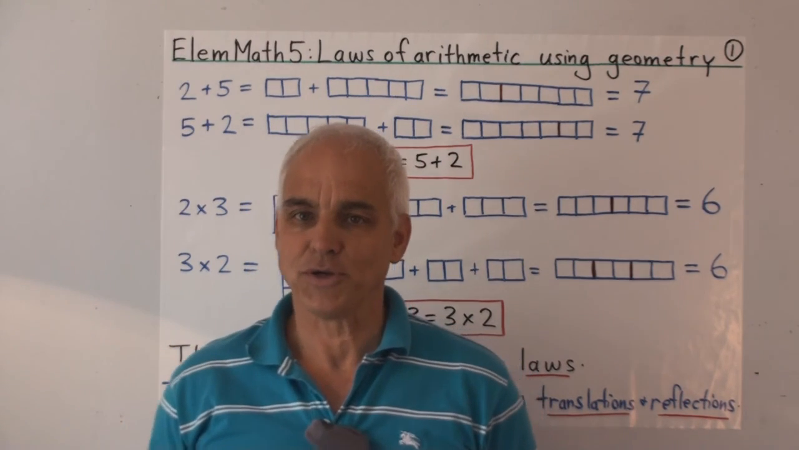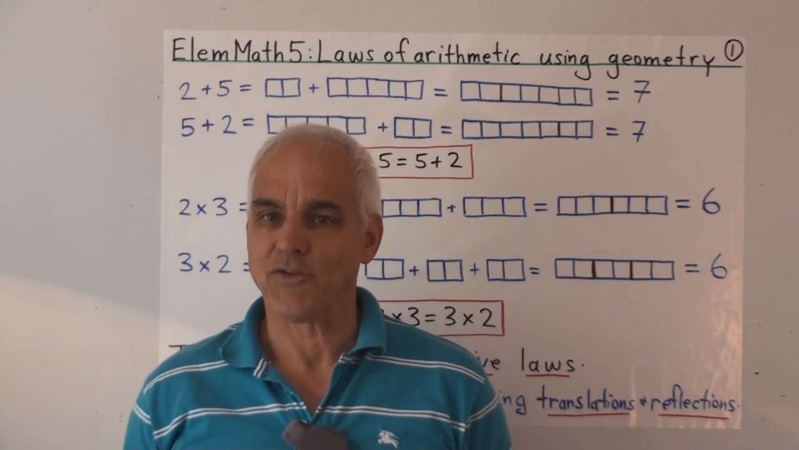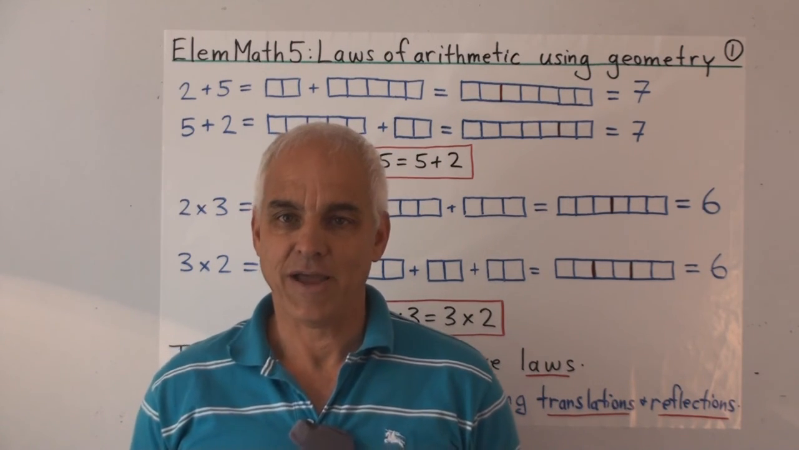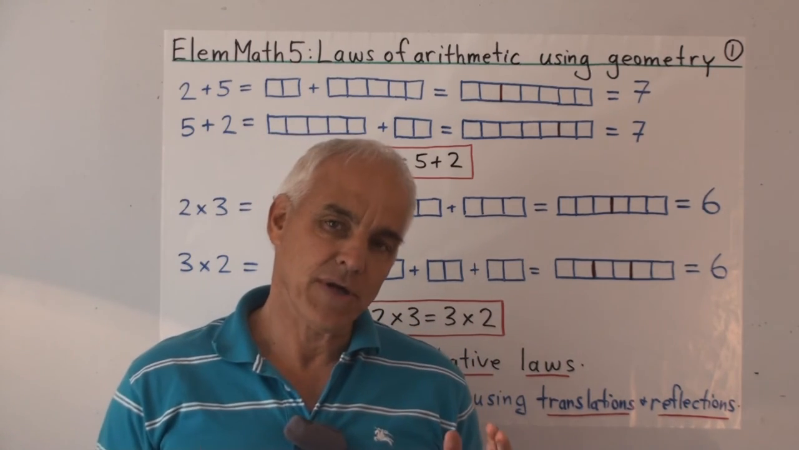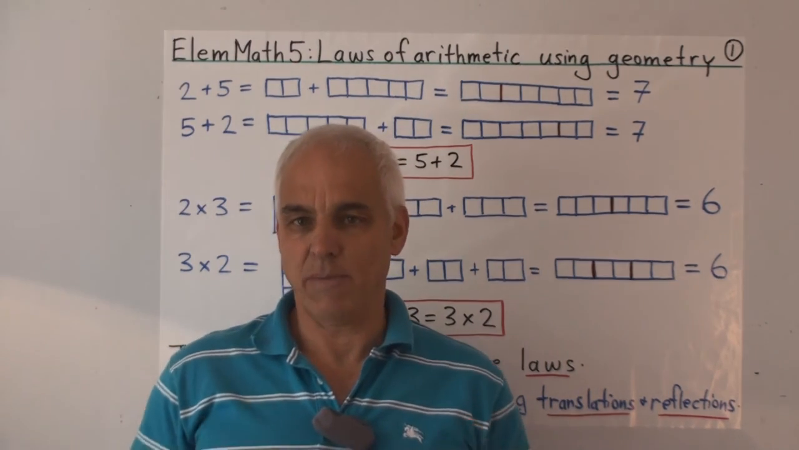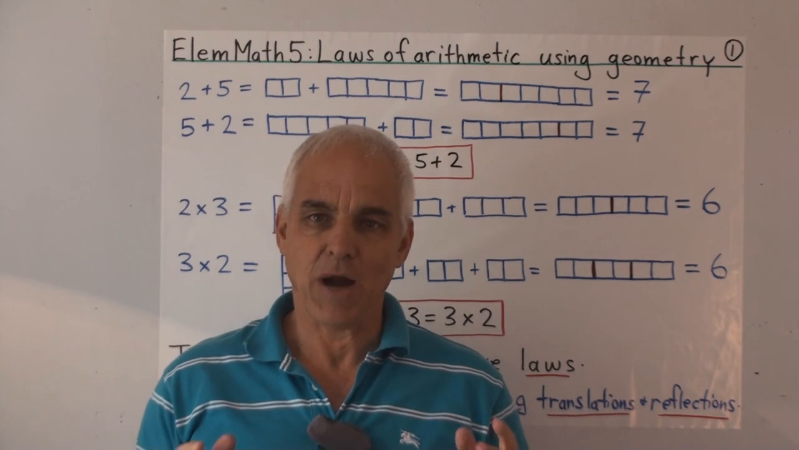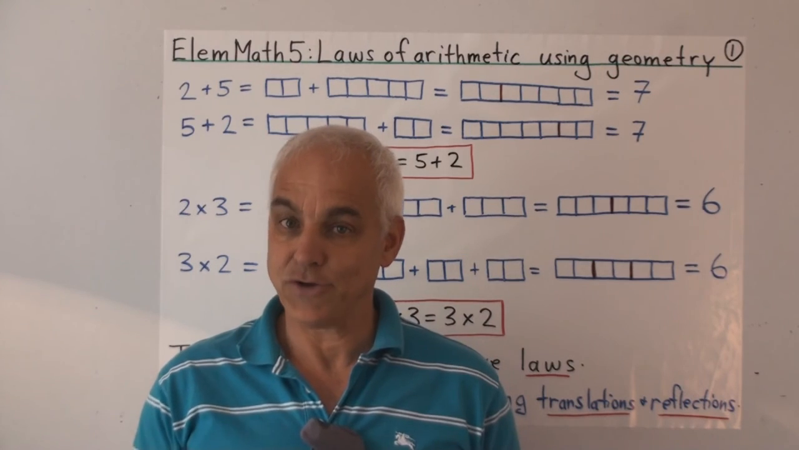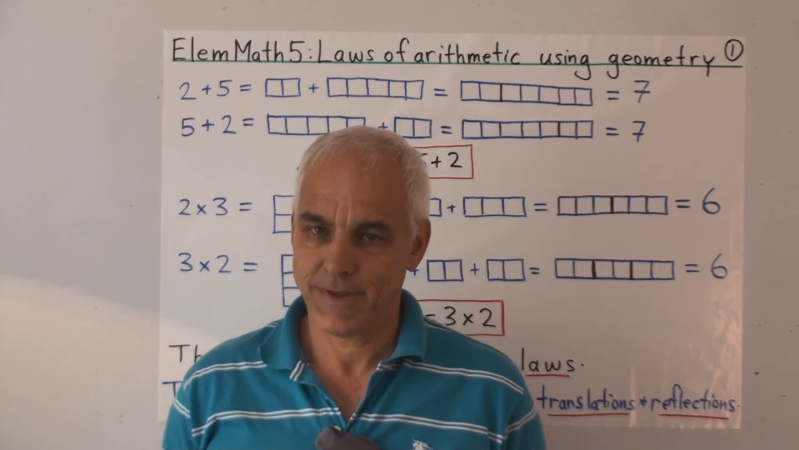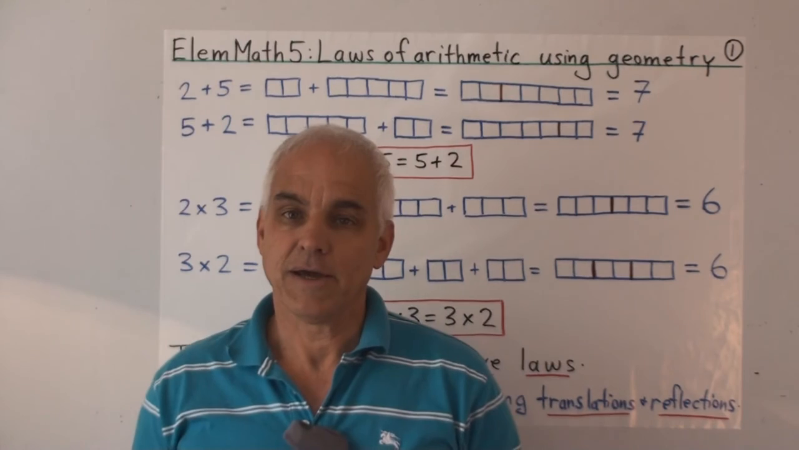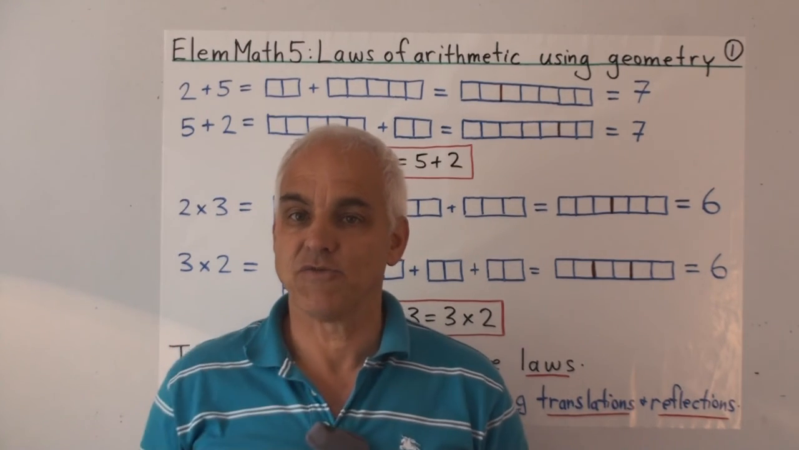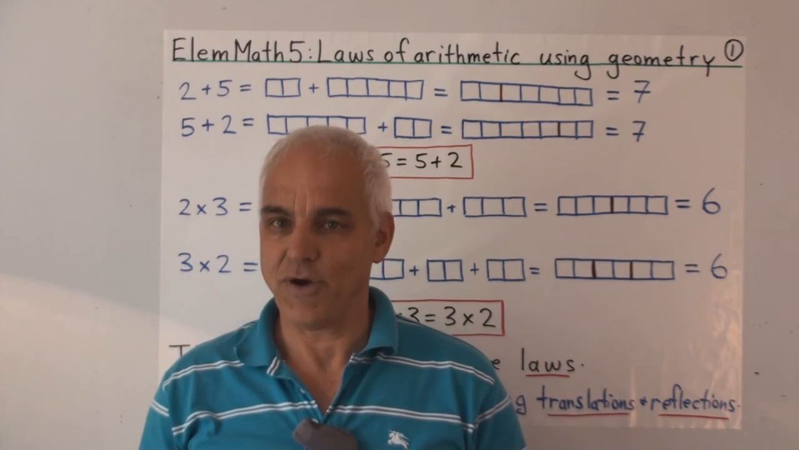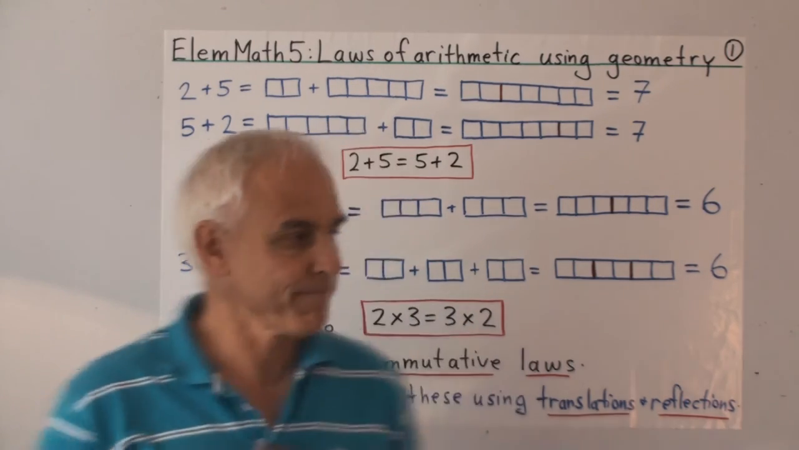In this video we're going to look at some basic laws of arithmetic, the commutative laws for addition and multiplication, and we're going to investigate them from the point of view of geometry. It turns out that geometry is a great way of thinking about why these laws actually work. Along the way we're going to introduce some nice transformations of the plane, very simple ones that are going to be very useful for us in the future too.